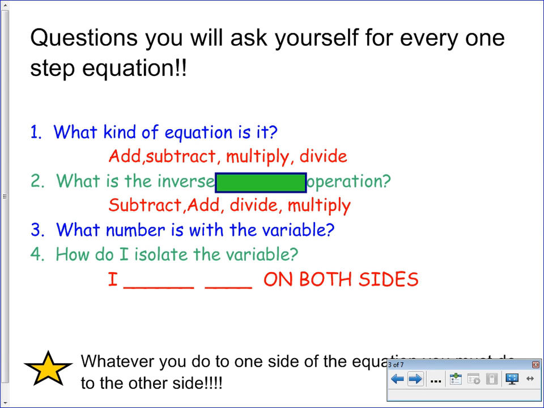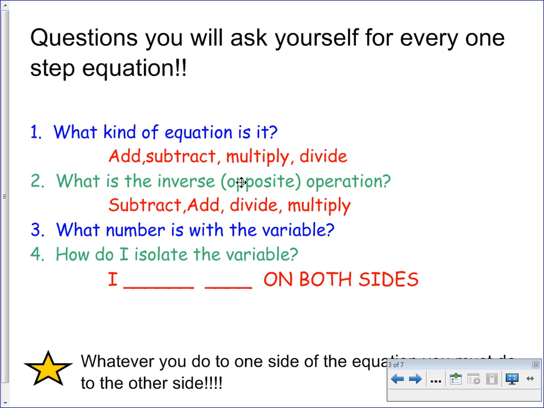Now, we're going to get into the questions that you should ask yourself for every one-step equation. When you're given an equation, first ask yourself, what kind of equation is it? Does it involve adding, subtracting, multiplying, or dividing? Once we know that, go to question number 2. What is the inverse operation, or the opposite operation? Then question number 3 is, what number is with the variable? You were asked this a couple of times before when we were solving proportions. Whatever number is with the variable is the most important number, because that's the one we're going to use to isolate the variable, which gets us into question 4. How do we actually isolate it?